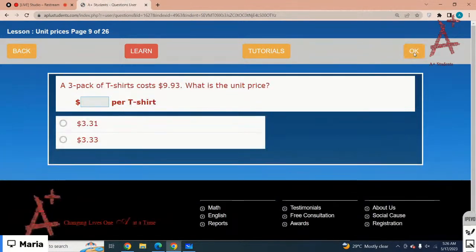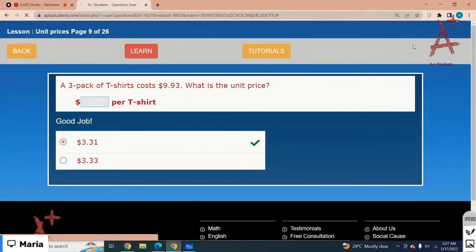Okay, a 3-pack of t-shirts costs $9.93. What is the unit price? So which is the correct option? It would be 3.31, which is the correct option. Got it? That means the price of one shirt is 3.31.